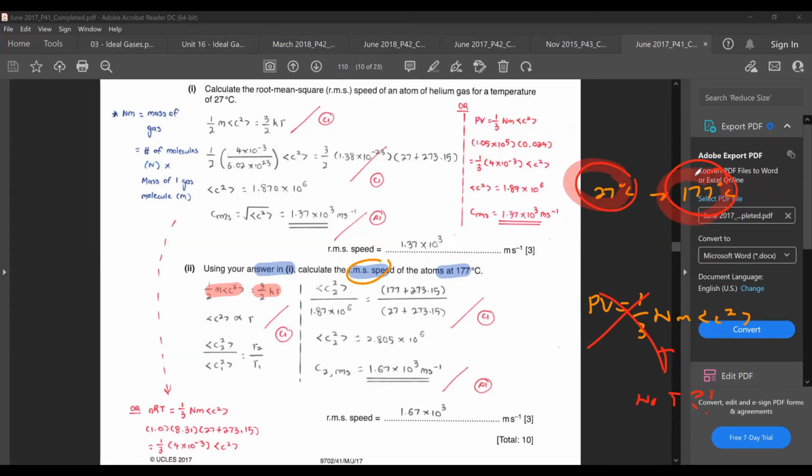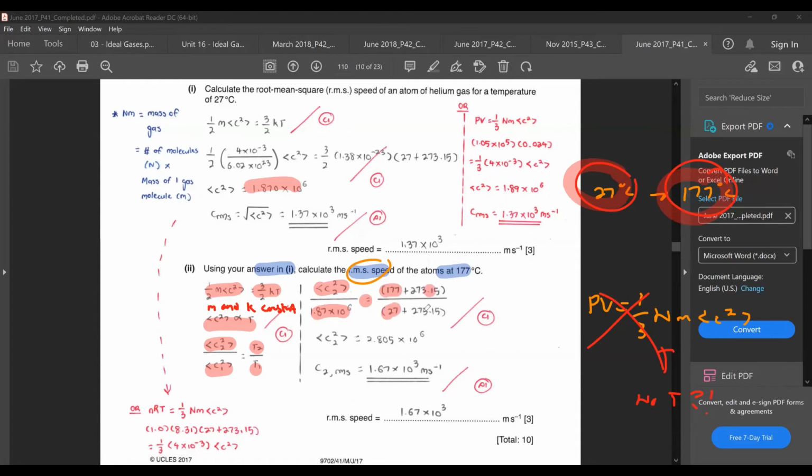What is constant for both of them? You know that m and k are constant. Therefore, mean square speed is proportional to T. So mean square speed 2 over mean square speed 1 is equal to T2 over T1. So mean square speed 2 over mean square speed 1, which is 1.87 times 10 power 6, is equal to the ratio of the temperatures.